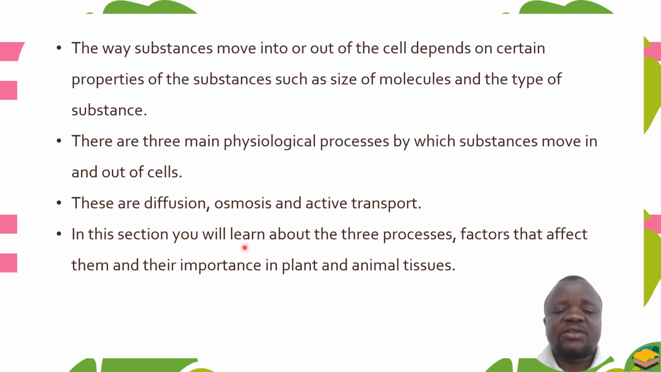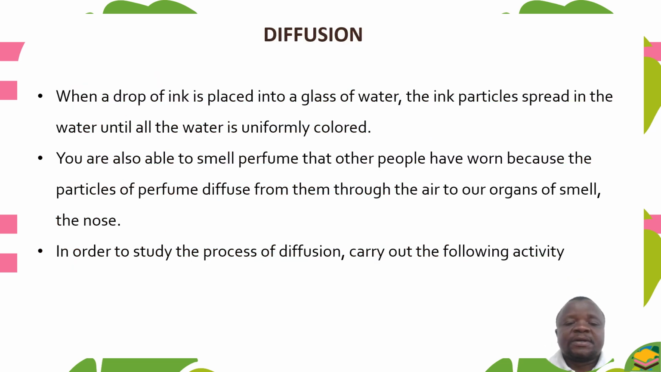In this section, you will learn about the three processes, the factors that affect them and their importance in plant and animal tissues. But basically, in this lesson, we will center much on diffusion. Let us look at diffusion as a physiological process. Diffusion is demonstrated when a drop of ink is placed into a glass of water. The ink particles seem to spread in the water until all the water is uniformly colored.